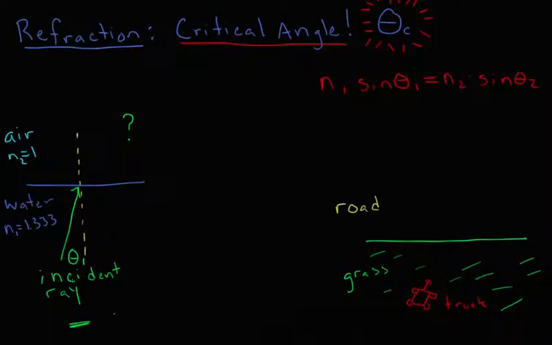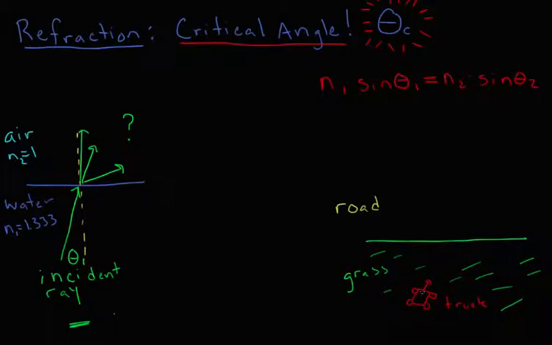Okay, so when we look at this incident ray that's coming up from the water, how is it going to turn when it comes out of the water? Is it going to keep going in a straight line? Is it going to turn closer to the normal, or is it going to turn further away from the normal? That's the question. What direction is it going to go in?